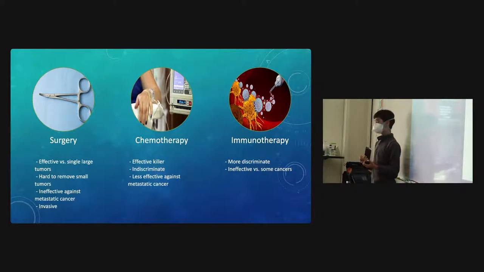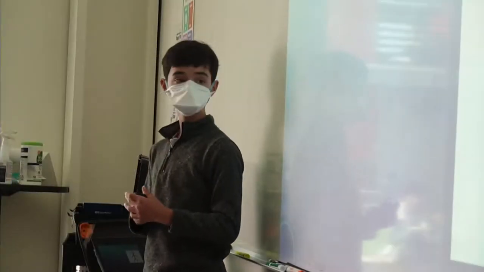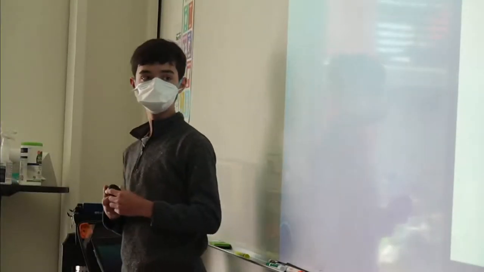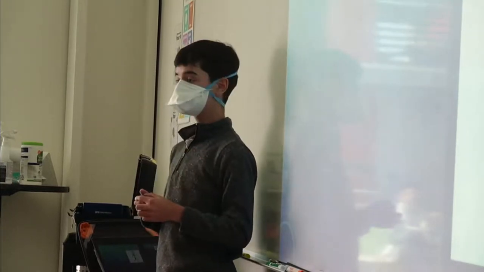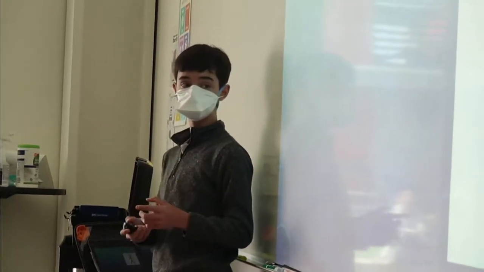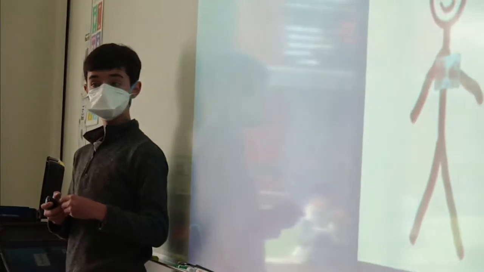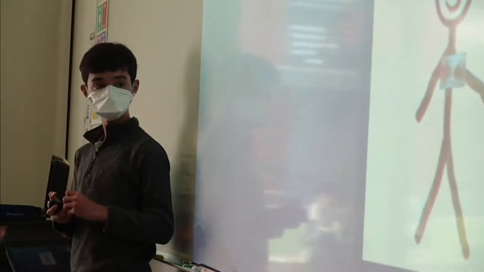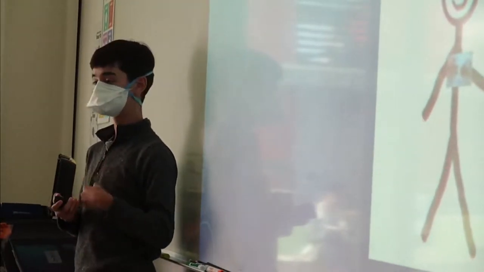So researching cancer is also really difficult, and I have a little bit of a graphic to represent this. So this is little Timmy. He's a stick figure. He's enjoying a normal stick figure life. But uh-oh, it looks like he's developed lung cancer. There are some cancer cells in his lungs.